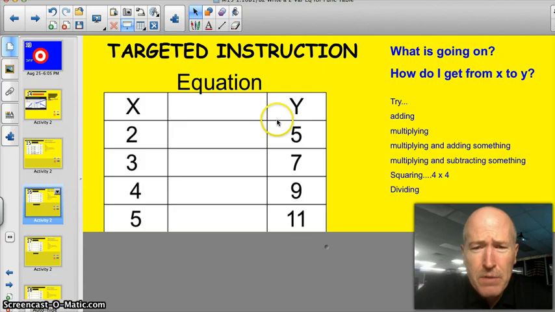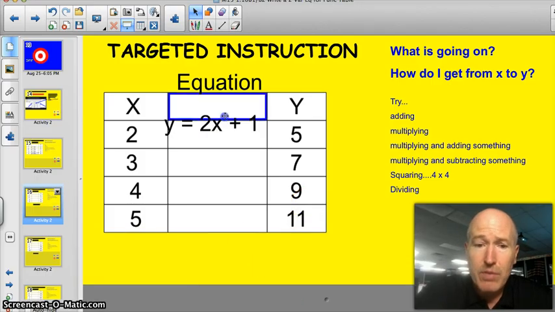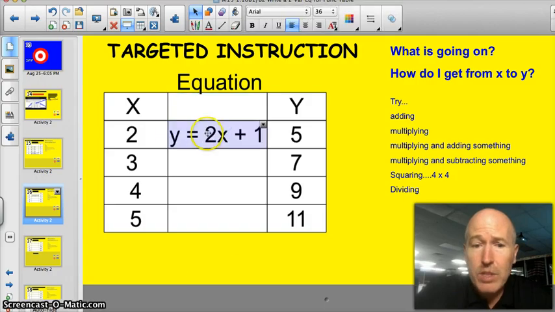We went from 2 to 5. Well, my first thought is add 3, because 2 plus 3 is 5. So I tried that. 3 plus 3 is not 7, so that didn't work. It turned out to be a little bit more complicated, but it's one that we've had in class a couple of times. So y is equal to 2 times x plus 1. Let's substitute in and make sure it works. 2 times 2 plus 1 would be 5. Yes. Let's try it again here.